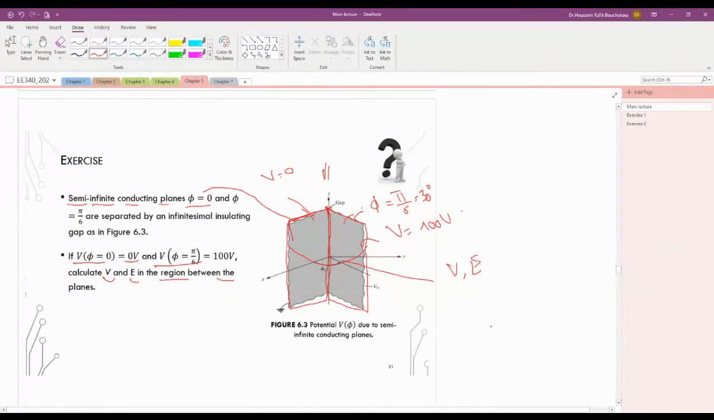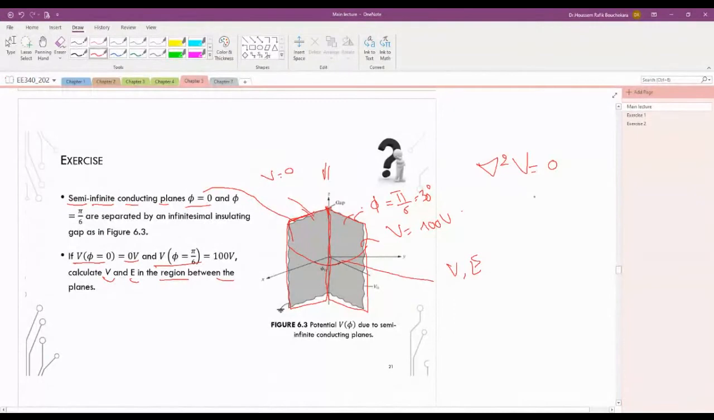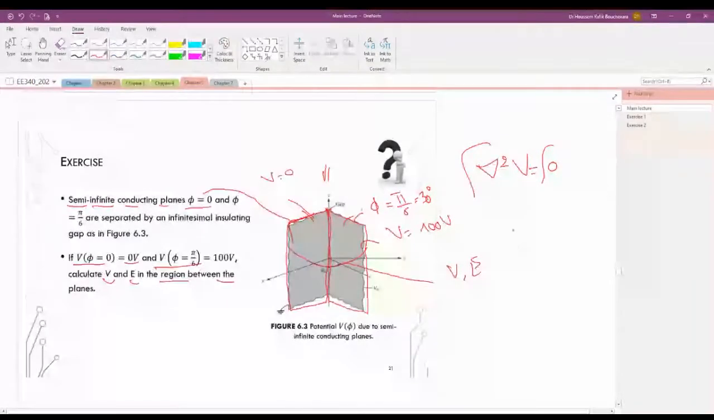First, which equation should we write here? Laplace or Poisson equation? Why Laplace, Abdul Hadi? Excellent. So we write the Laplacian of V equals 0, right? Then let's continue.